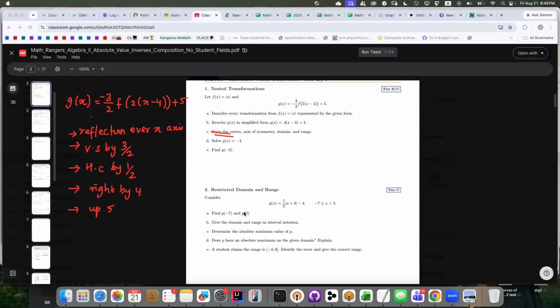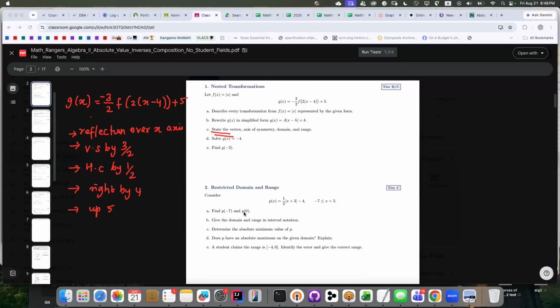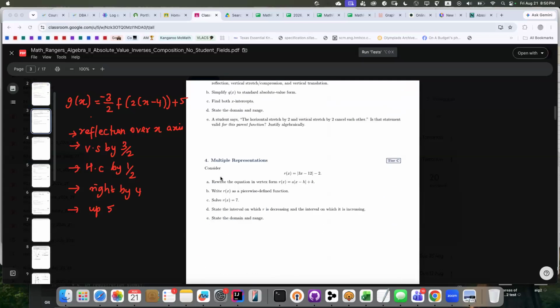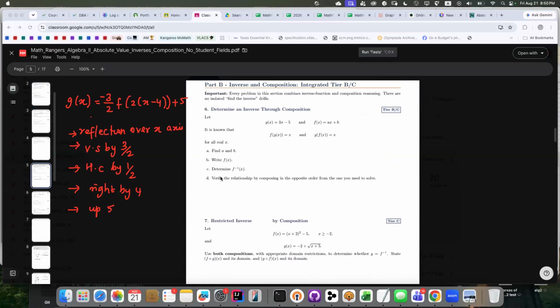Yes, the verbal description is correct. Then you're going to graph it, and then you see what they are asking you. These are all difficult things. Rewrite g of x in simplified form. You have 3 by 2 and 2, right? You're going to combine all of it and write it together. Make sense? Yeah, I only learned this 2 days ago in school, so that's why I couldn't do it.